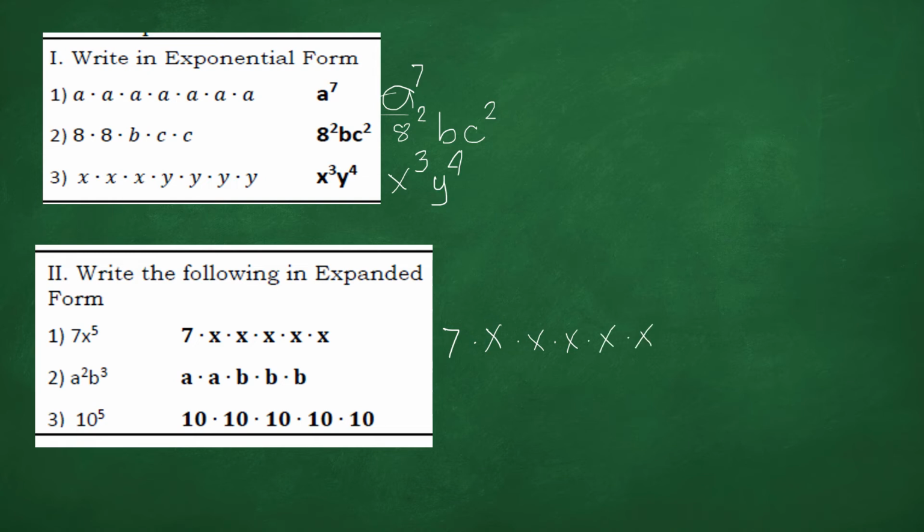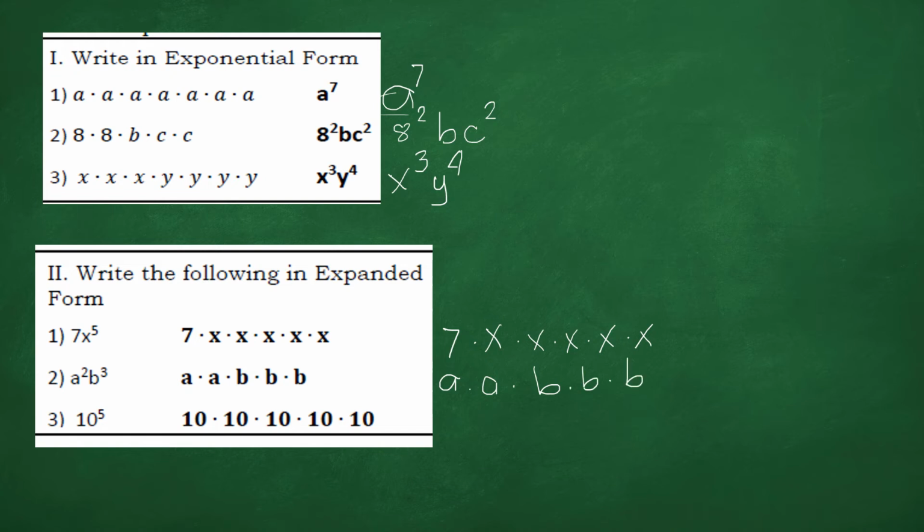Since ang exponent ni x ay 5, we're going to use x as a base 5 times. So we have 7, x multiplied by x, multiplied by x, multiplied by x, multiplied by x. For our number 2, we have a. The exponent of a is 2, so we're going to multiply a twice. We have b. Since the exponent ni b ay 3, we're going to multiply b thrice.